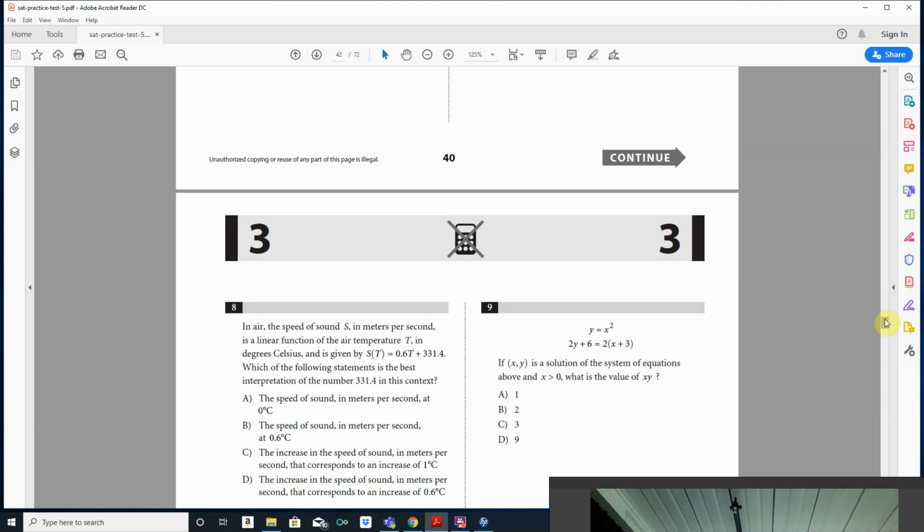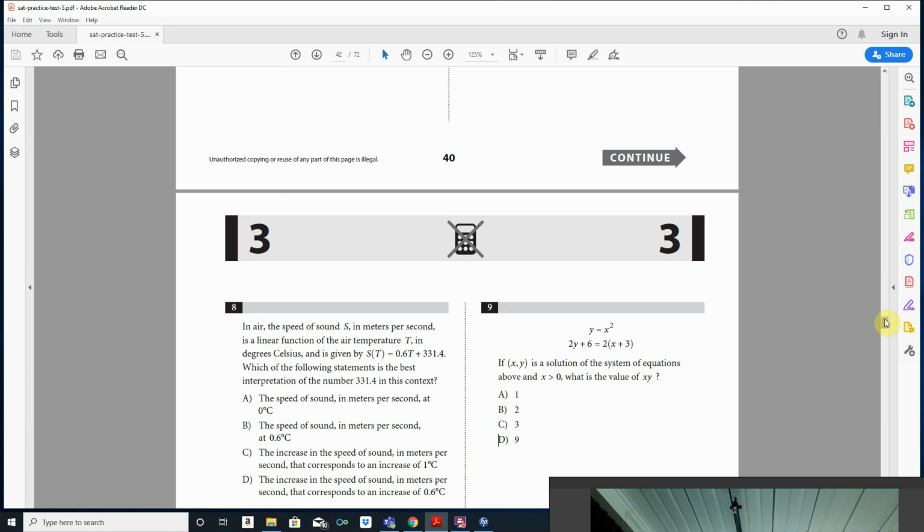Okay, so first thing I would do is substitute x squared for y, so we get 2x squared plus 6 is equal to 2 times x plus 3, and we'll distribute that, we get 2x plus 6. Oh, okay, so that's easy. We subtract 6 from each side, boom. So we get 2x squared minus 2x is equal to 0. So then we get x squared minus x is equal to 0, so that's just going to be x times x minus 1 equals 0.